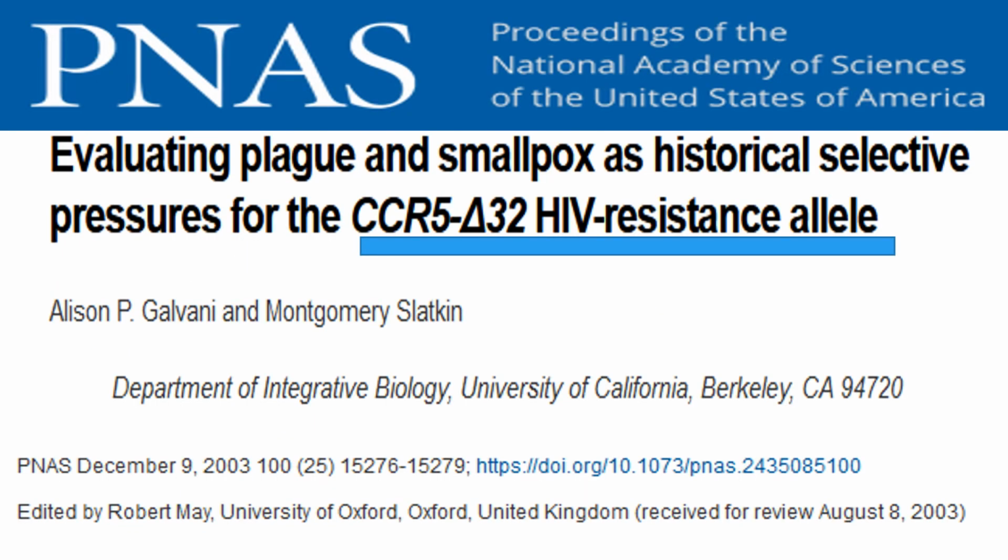So we are going to quickly look at some science related to this issue, and this is coming out of the Proceedings of the National Academy of Sciences of the United States of America. And so this is our National Academy of Sciences. What this particular article is looking at is evaluating plague and smallpox as historical selective pressures for this CCR5 mutation and the HIV resistance that it apparently confers for many people.